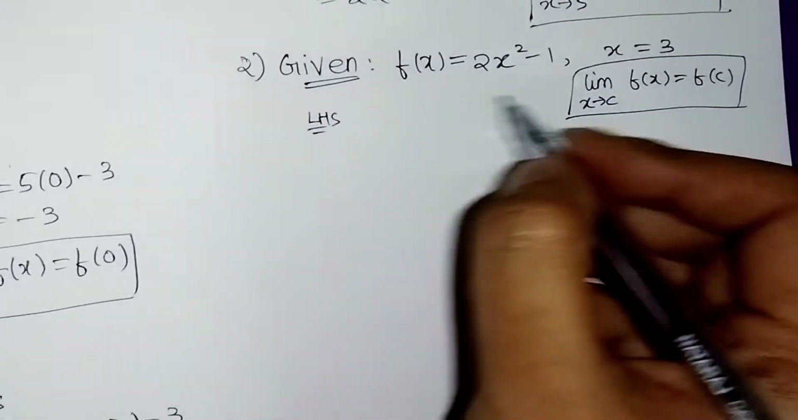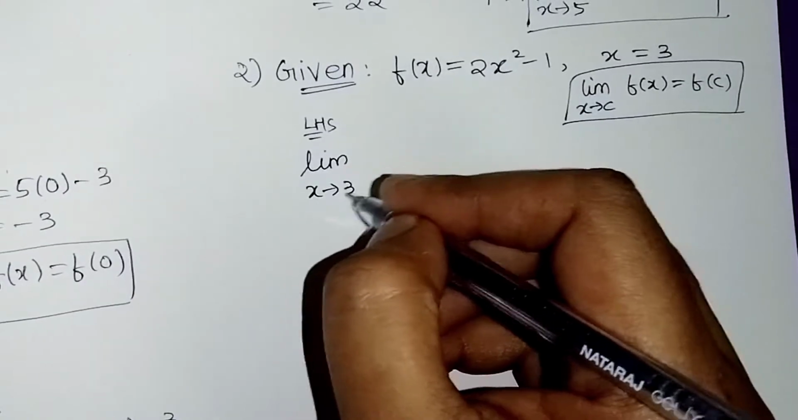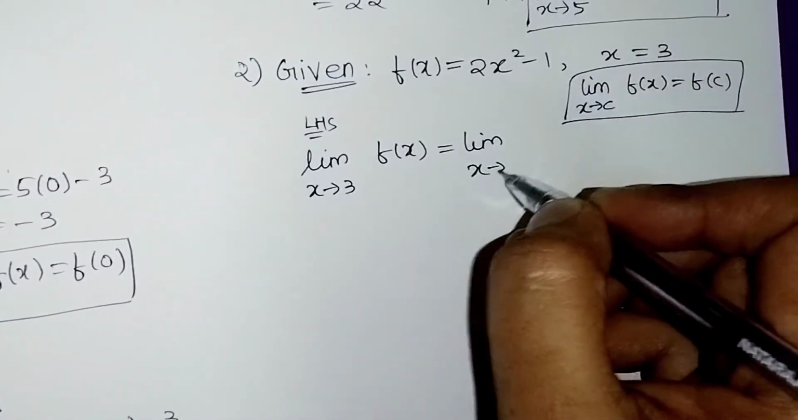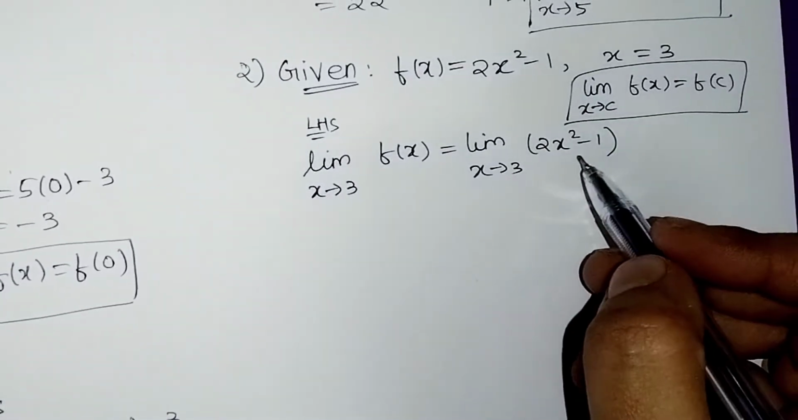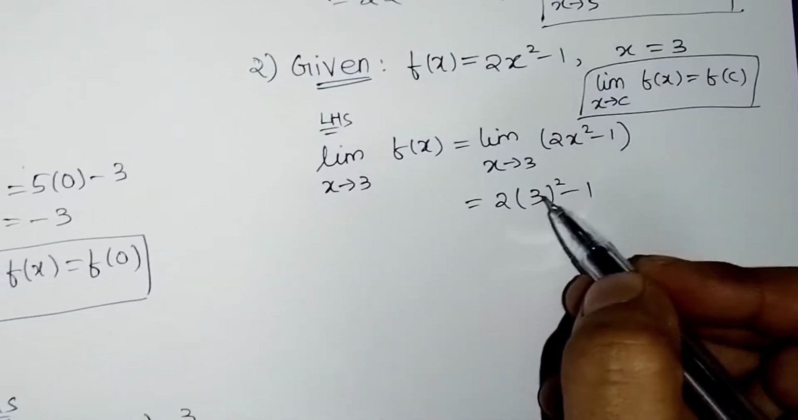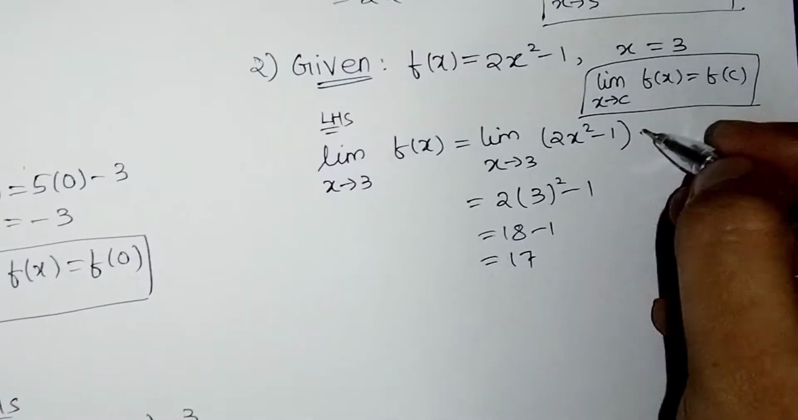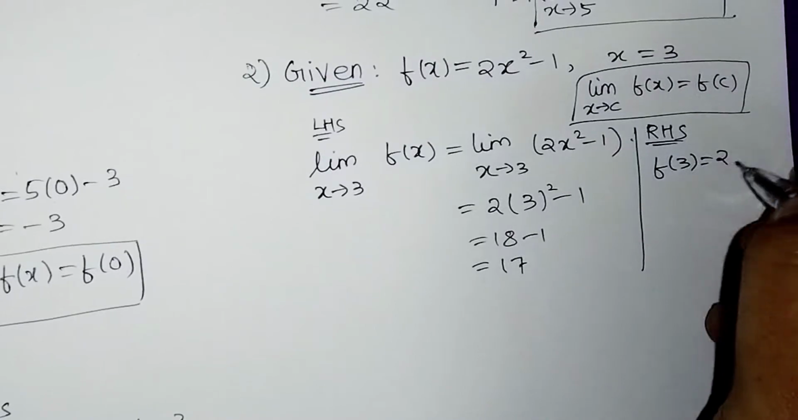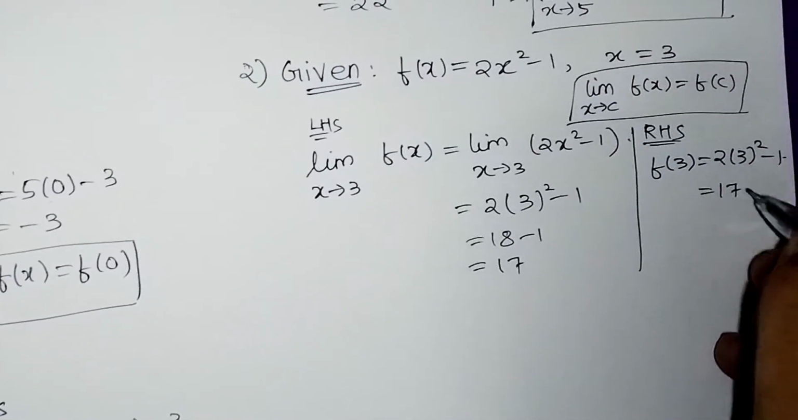In LHS what we are going to do? Substitute the value. So limit x tends to 3, for f(x) substitute the function. So limit x tends to 3 of 2x² - 1, and in place of x it is 3. So 2 into 3² minus 1, 3² is 9, 2 nines are 18, minus 1, 17. And for RHS, we directly substitute in the function, that is 2 into 3² minus 1 again, 3² is 9, 2 nines are 18 minus 1, 17.